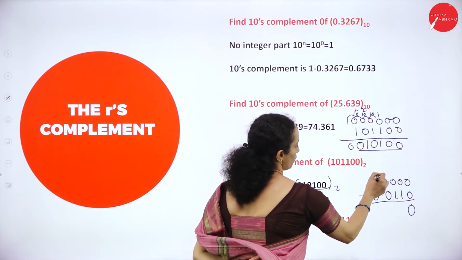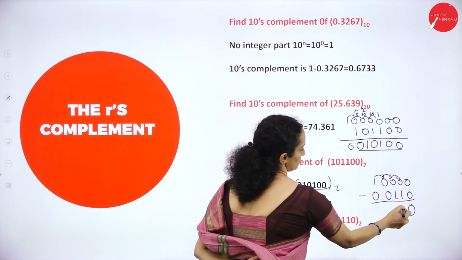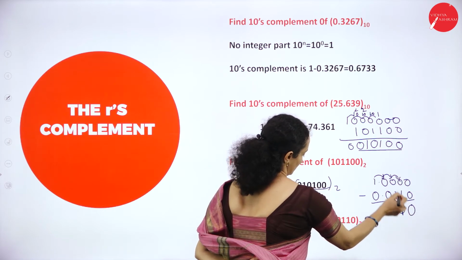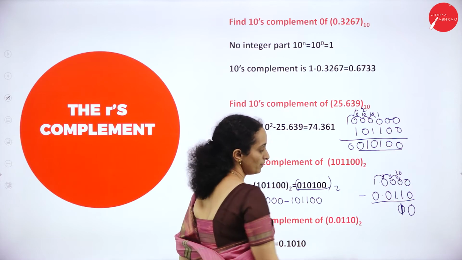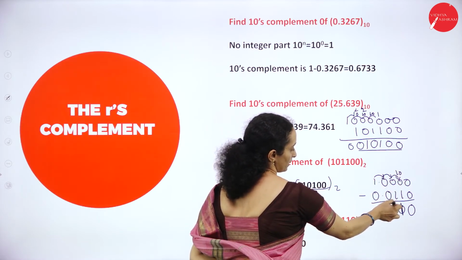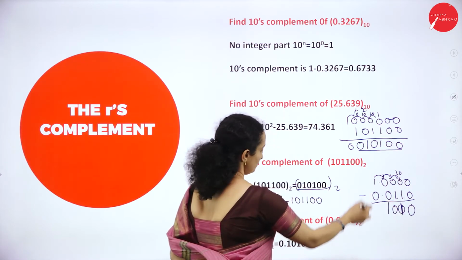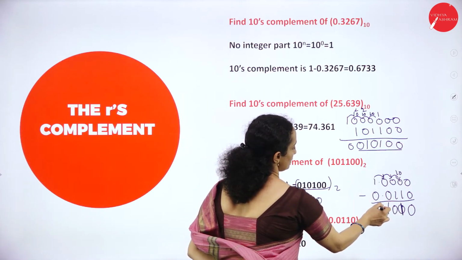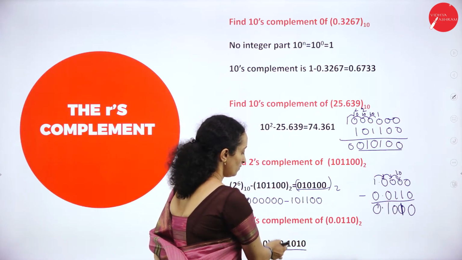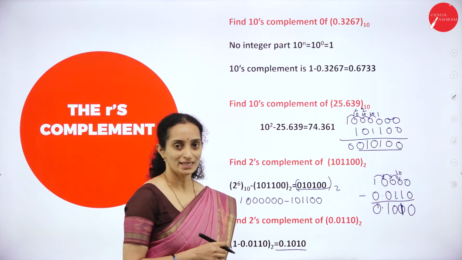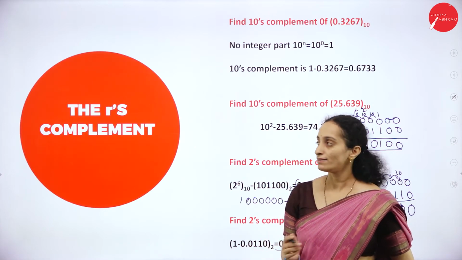Again, when you borrow 1 from here, 1 minus 1. So it is 1, 1, 0. 2 minus 1 is 1. Now 1 remains. 1 minus 1 is 0. 1 minus 0 is 1. There remains 0. So it is 0.1010. Okay. This is how you can generate a complement.